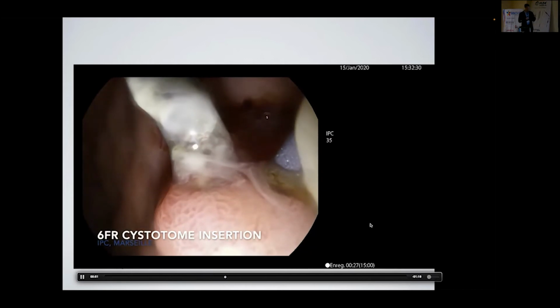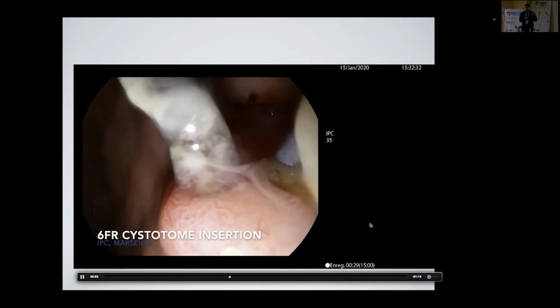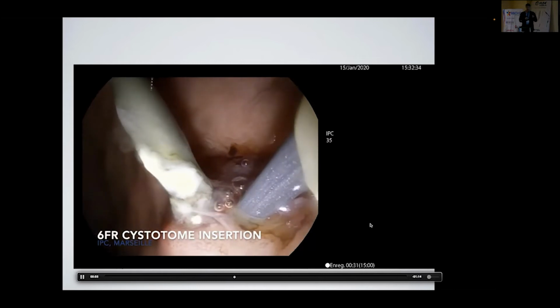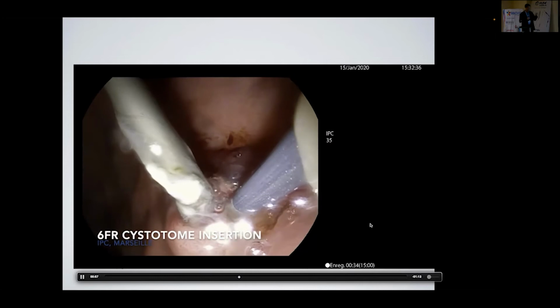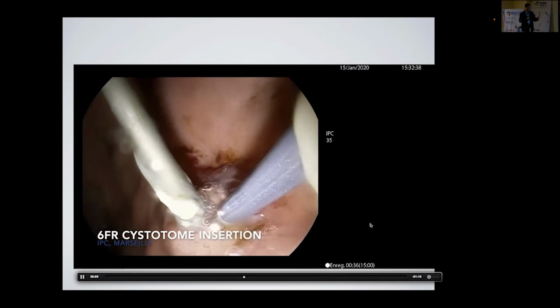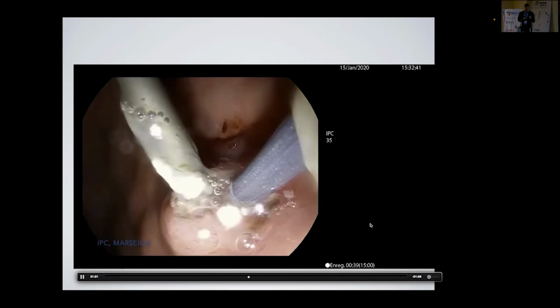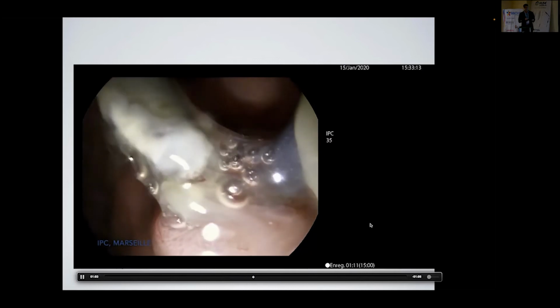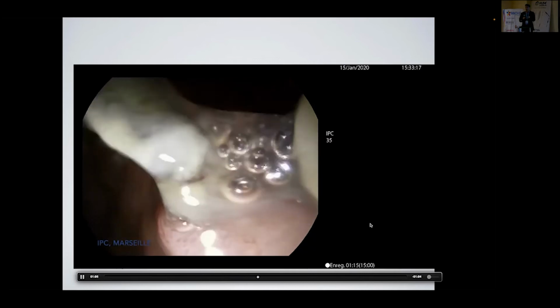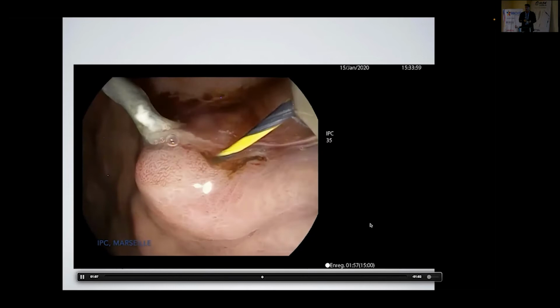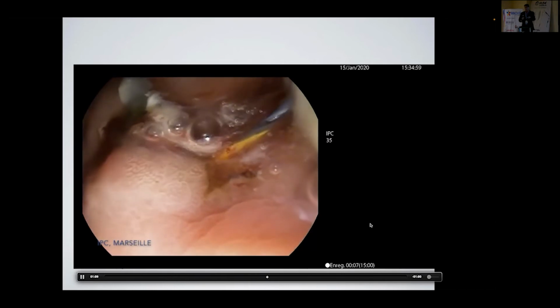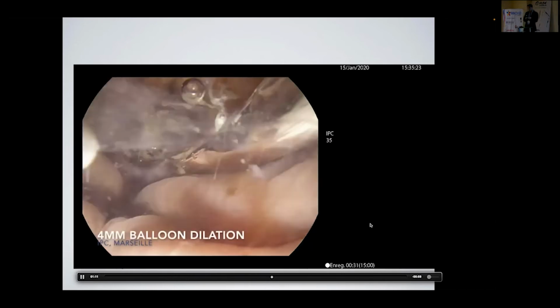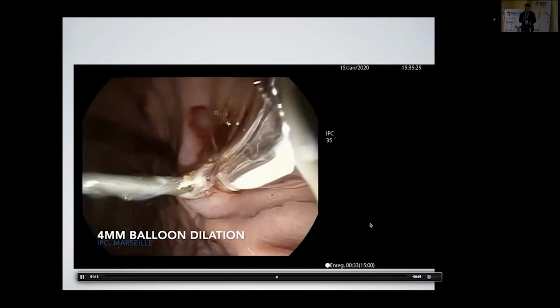It's not so easy because you place your stent with a US scope, and now you work with a duodenoscope, and the axis is not the same. So it looks easy because you have already a hole, a fistula, but in fact you have to find the good path, and it's not the same as US.